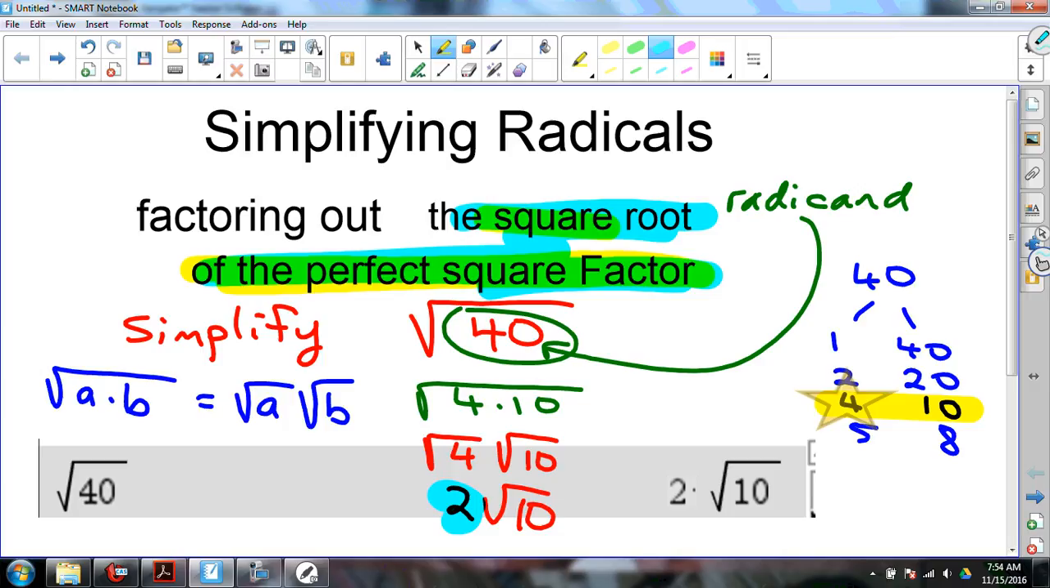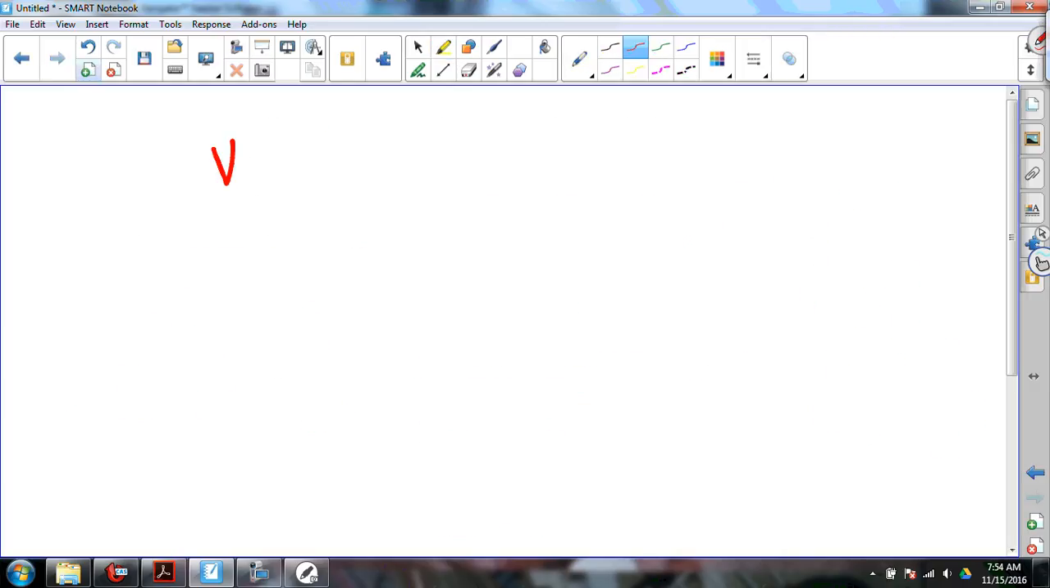Does this idea make a little bit of sense, I hope? Good. So let's look at several more examples. Let's try to simplify the square root of 45.